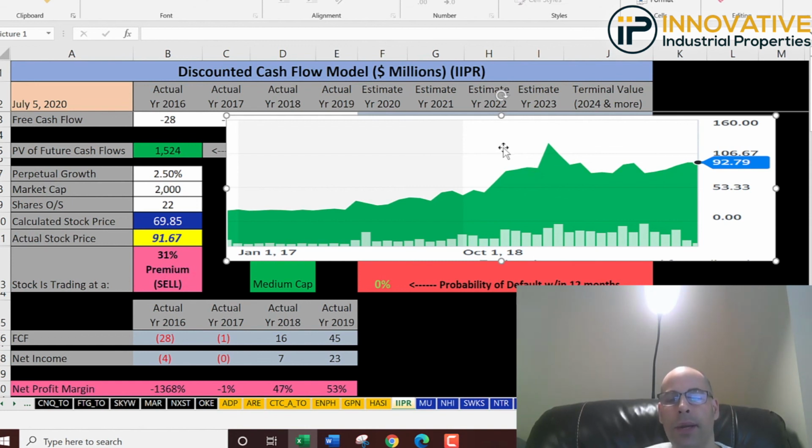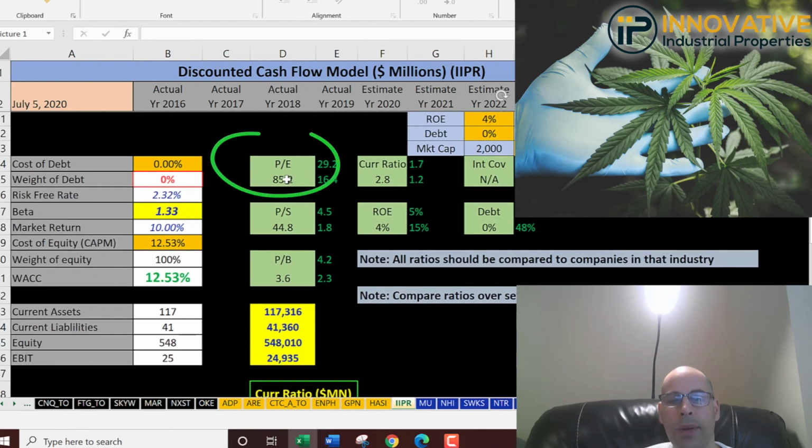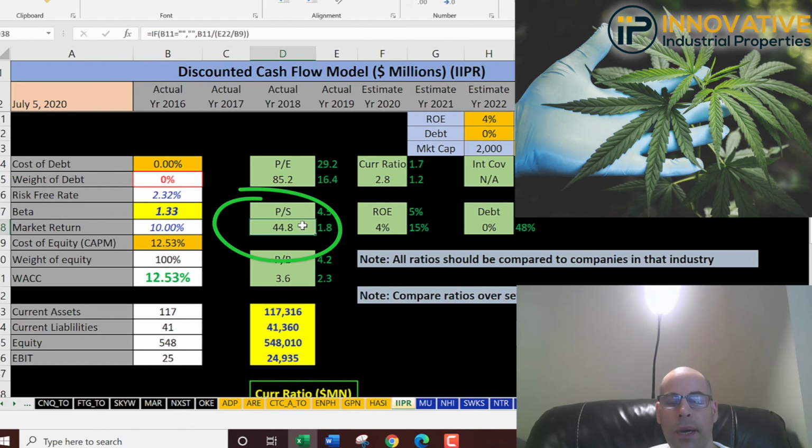Let's look at the financial ratios. They have a really high PE, so that's not good. That's price of stock over earnings per share. You want a low PE. Their price to sales is also really high. That's price of stock over sales per share. I like to see under 3, they're 44.